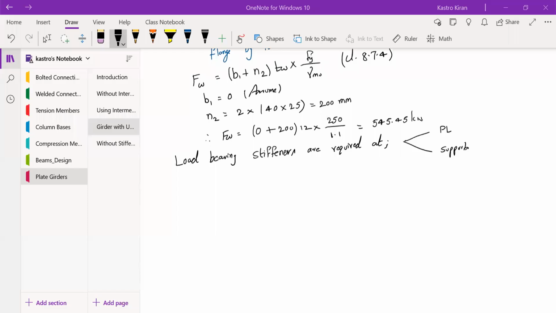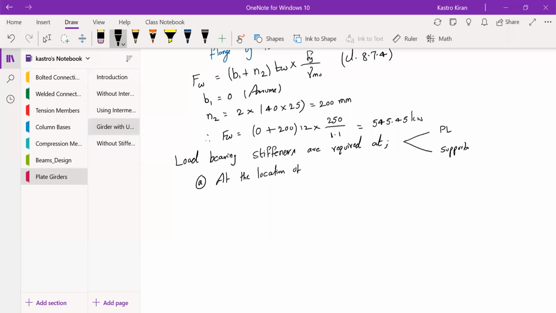So I was telling that load bearing stiffeners are usually required at 2 locations. One is exactly under the point load and the other is exactly at the supports. So for this, you have to find out where they are actually required. The first thing is you have to find out at the location of the 300 kilonewtons point load.